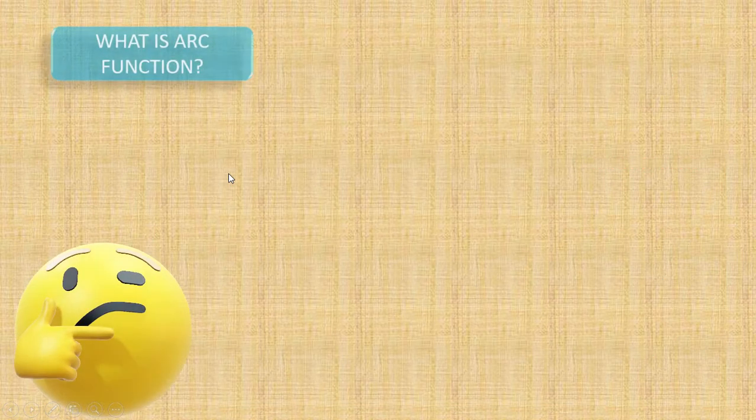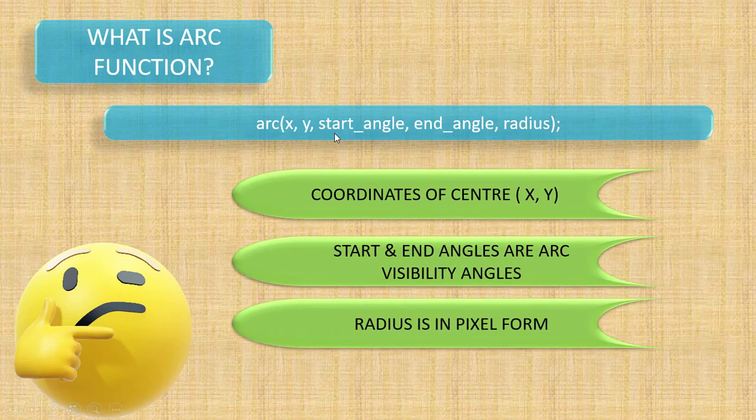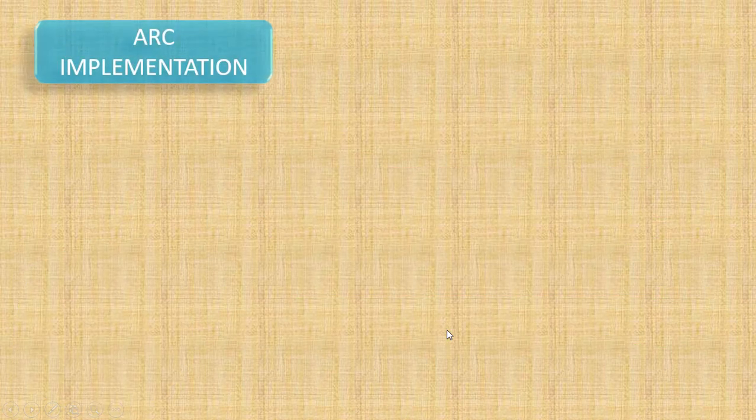After that, what is the arc function? The arc function has 5 parameters: x, y, start angle, end angle and radius. So x, y are the coordinates of the circle, start angle and end angle are the arc visibility angles, and radius is in pixel form. Now let us see how we are going to implement that arc using C.